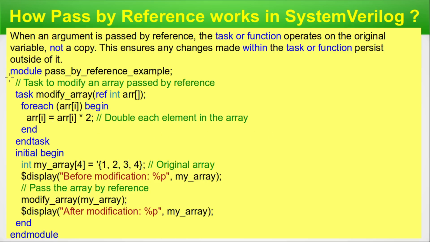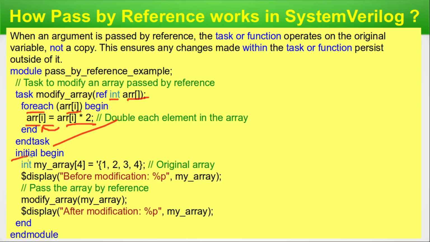Here is an example. We start the module with the keyword module and give it a name, pass by reference. We start the task here. We write modify array, and here we use the keyword ref, which is related to pass by reference. Whatever we are talking about in this episode, this ref keyword is doing all of that. Here we have an integer type array, and for each array element we multiply the element by 2 and store it inside itself. So this is the task that is doing this.